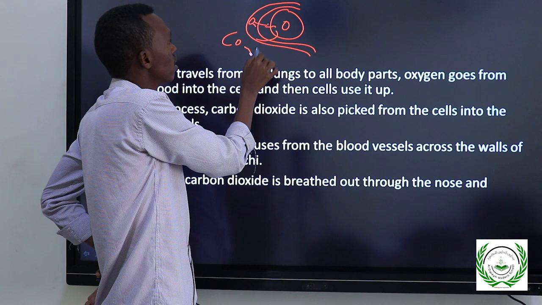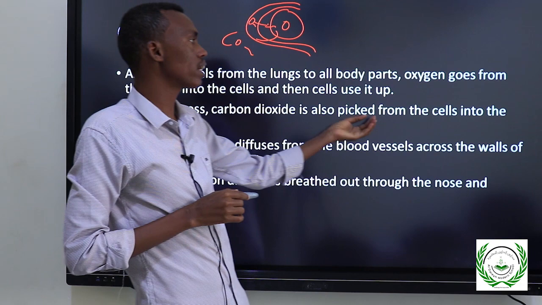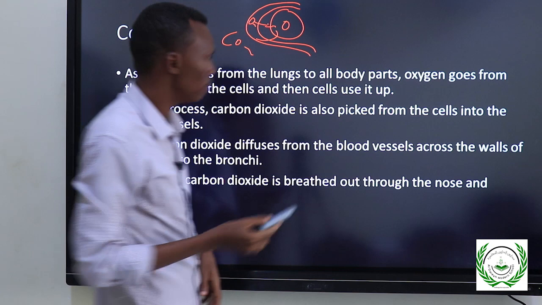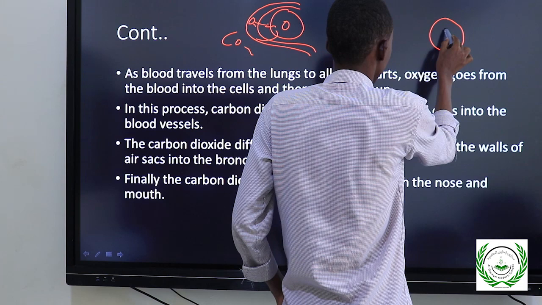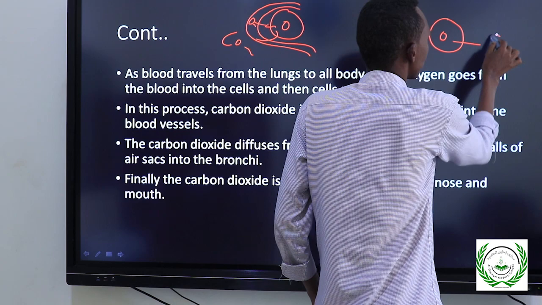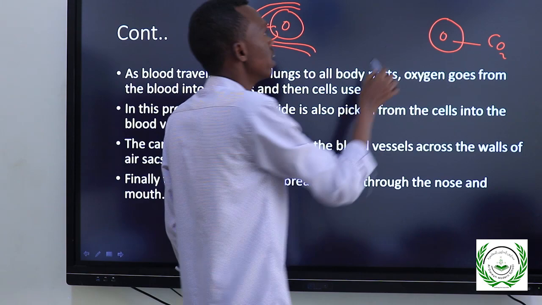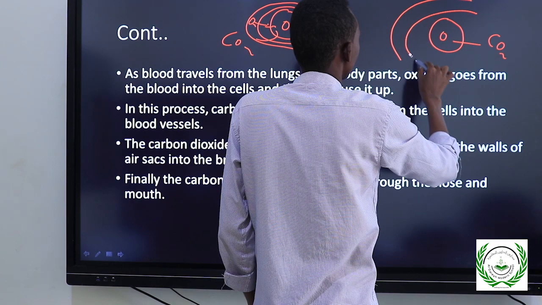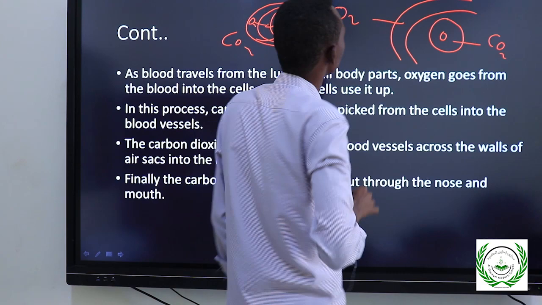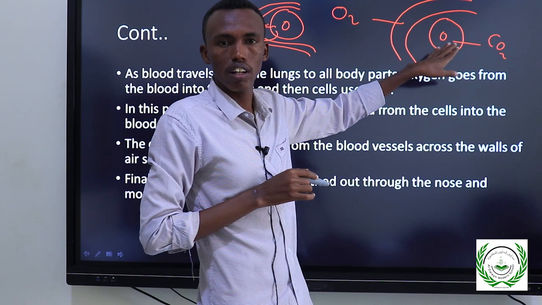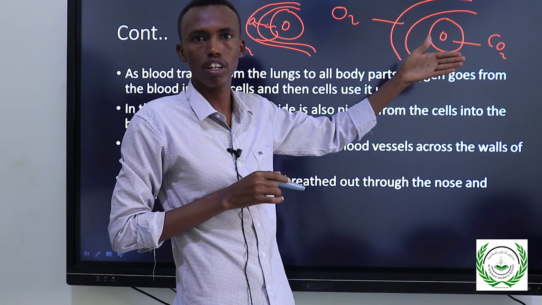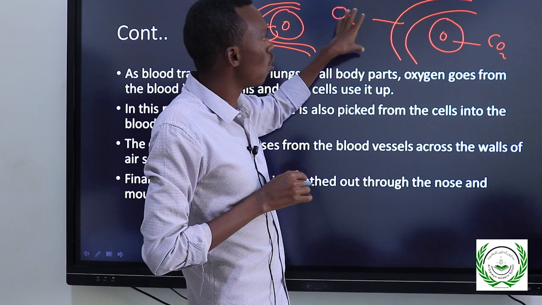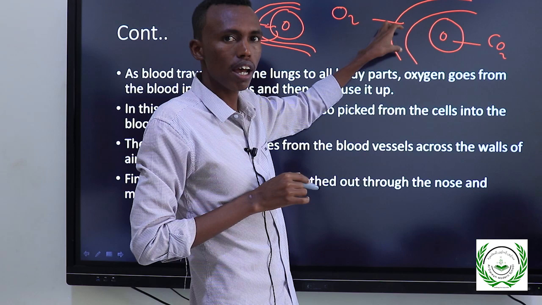In this process carbon dioxide is also picked from the cells into the blood vessels. Okay. So to be clear, this is for example the cell. Okay. In the cell, there is a high concentration of carbon dioxide. Okay, and here we have the blood vessel, the capillary. Okay, in the capillary, we have presence of oxygen. So, the carbon dioxide in the cell should be removed from the cell because it's a waste product. Okay, we don't need to have carbon dioxide in our cells. Where the oxygen in the bloodstream should be removed from the blood into the cells for cells to utilize that oxygen or to use that oxygen.